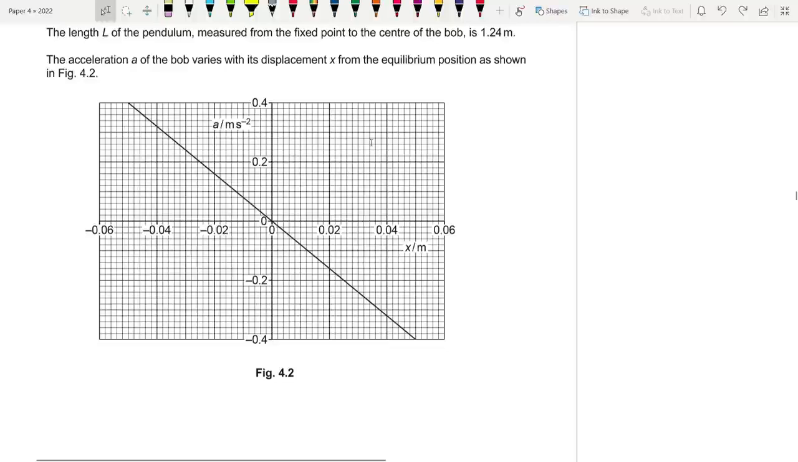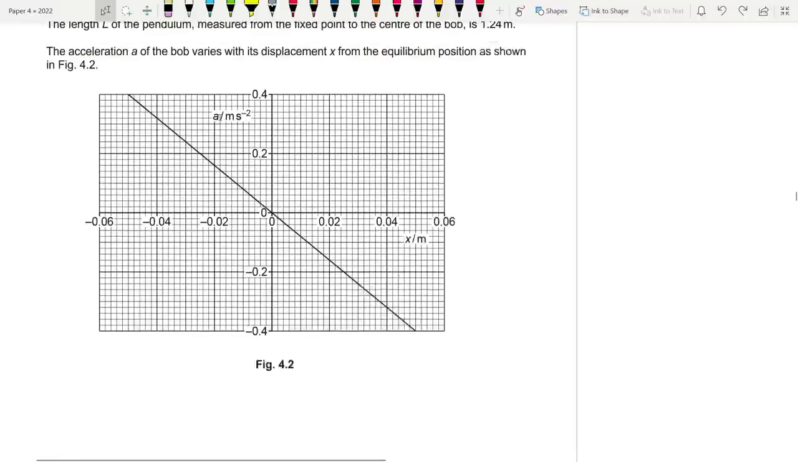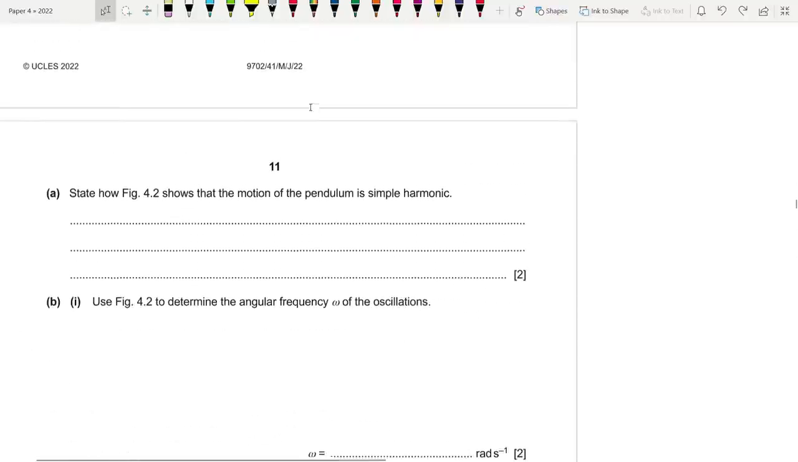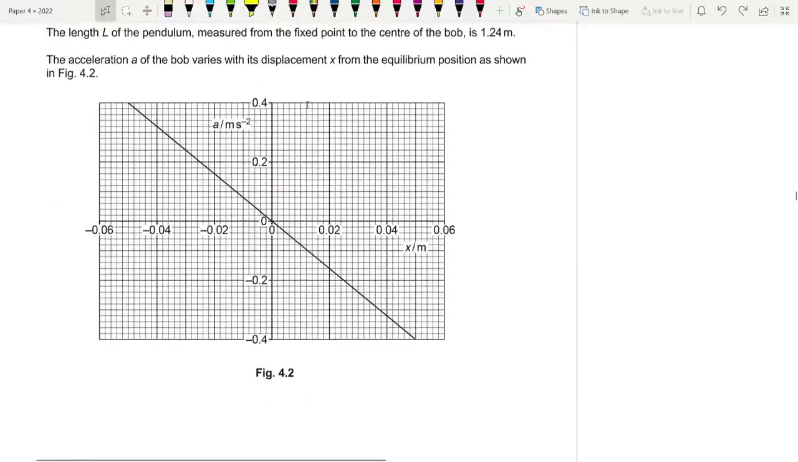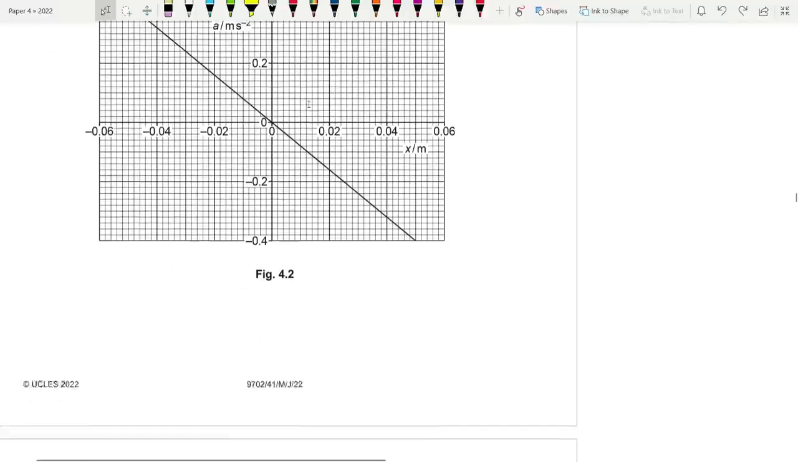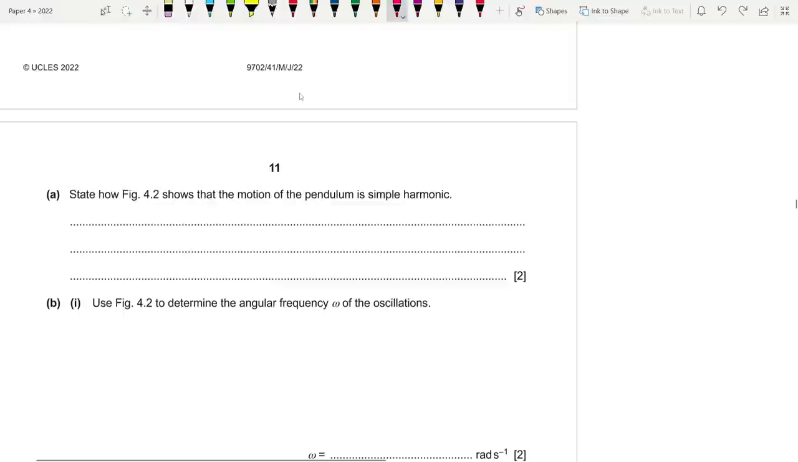This is simple harmonic, clearly. It can be seen from the diagram. It's symmetrical. State how figure 4.2 shows the motion of the pendulum is simple harmonic. So we need to mention 2 points. It's a straight line passing through the origin, which shows that a is proportional to x, and the negative gradient indicates that they're in opposite directions, right?